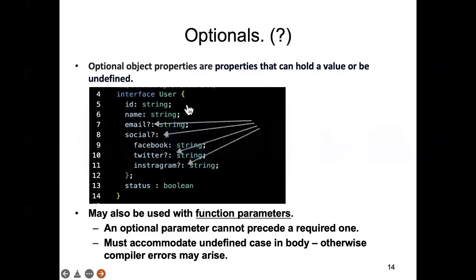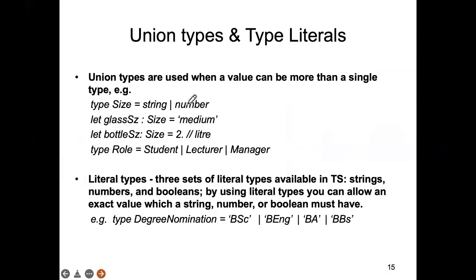Back to my slides. That's optionals, union types and type literals. We use union types when a value can be more than a single type. We've actually seen this before, but I'm covering it formally here. In the example, I've defined, using type alias syntax, a type called size, and I'm saying it could be of type string or number. And here I'm declaring a variable called class size.